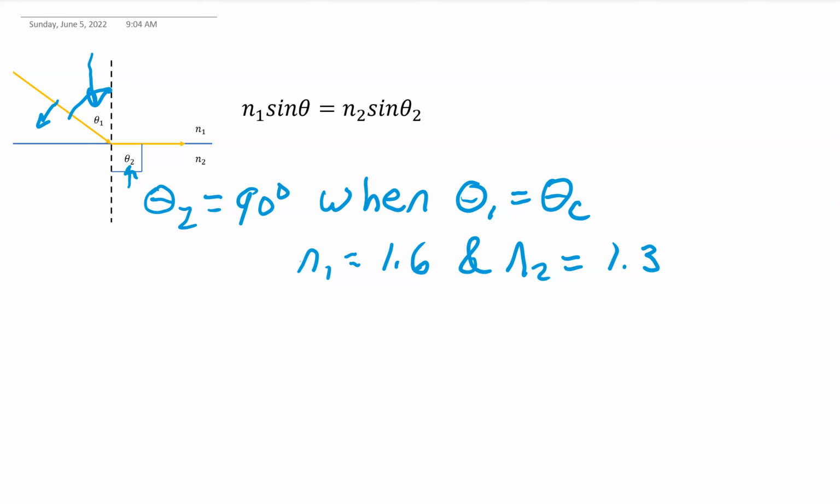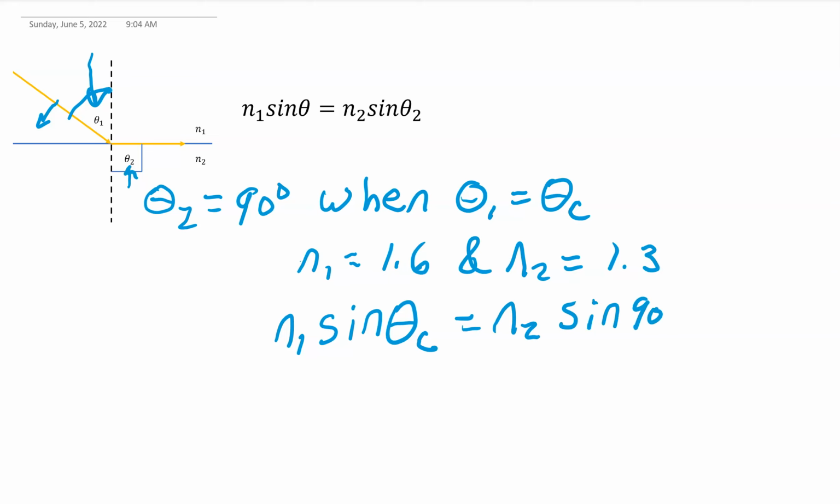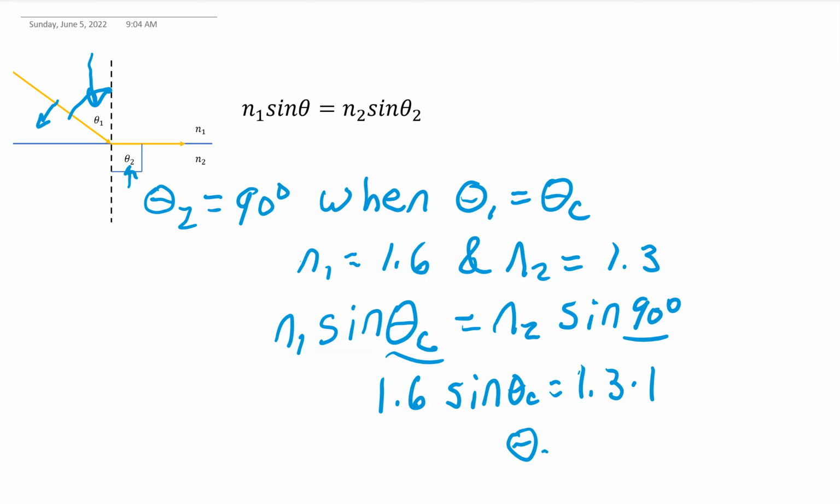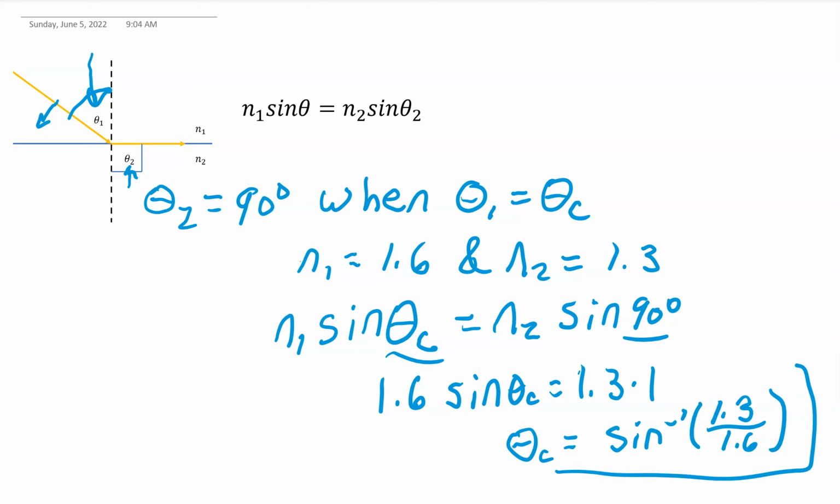So that's to say N1 times the sine of theta critical equals N2 times the sine of 90 degrees, because the critical angle is defined as theta 2 equals 90 degrees. So then you have 1.6 times the sine of theta c equals 1.3 times 1. So what's theta critical? Well, theta critical is the arc sine of 1.3 over 1.6, and that is some number. If you're in degree mode, you'll get the right answer. If you're in radian mode, you won't.